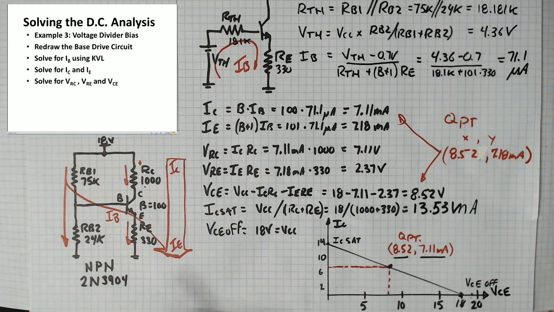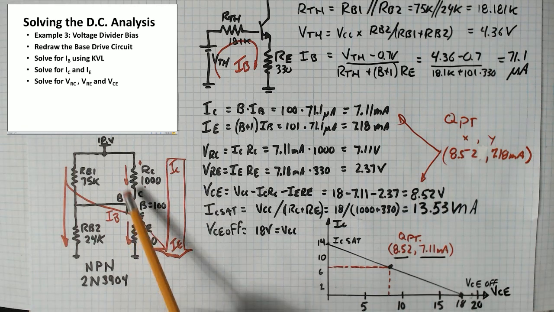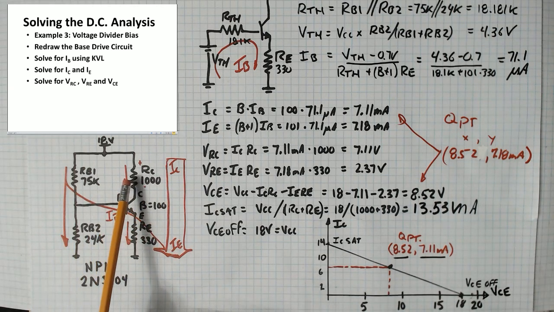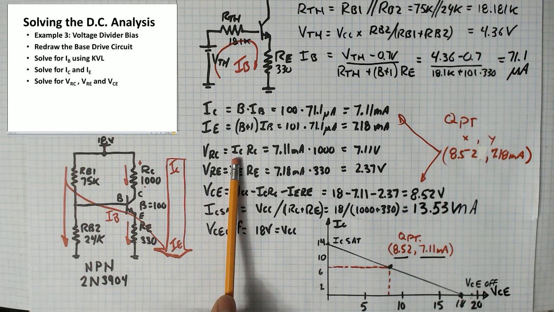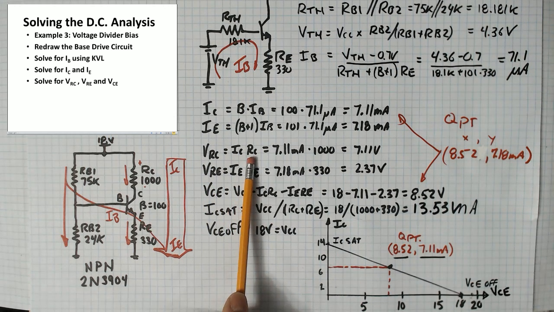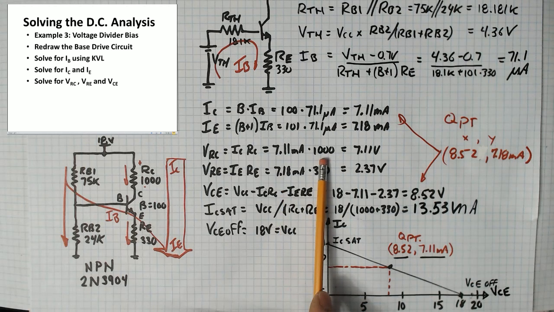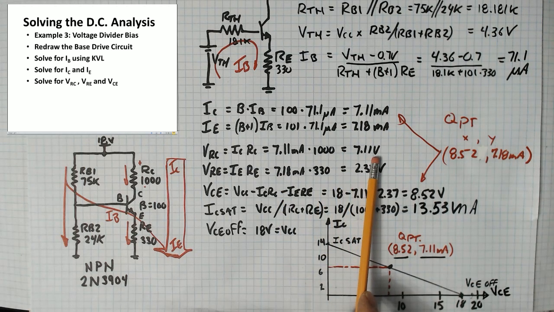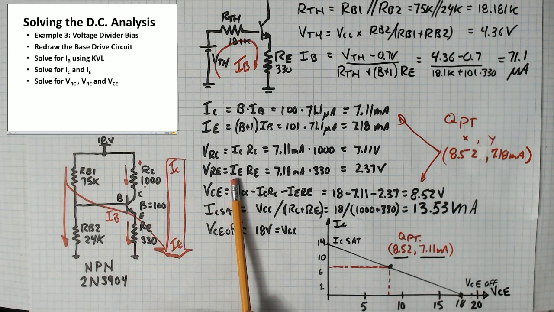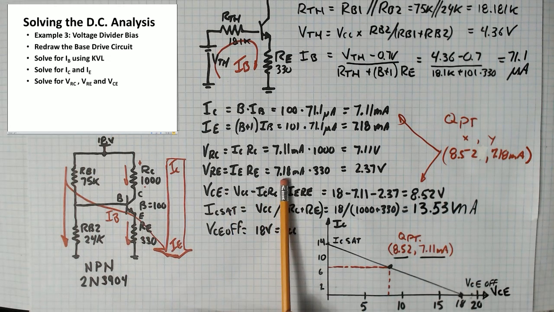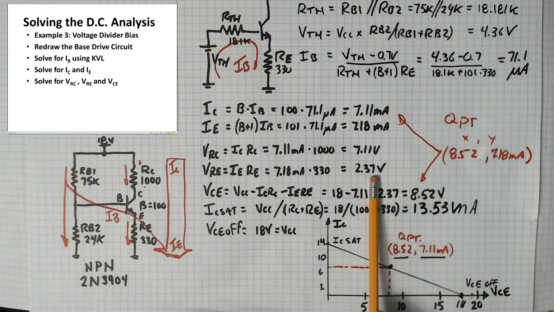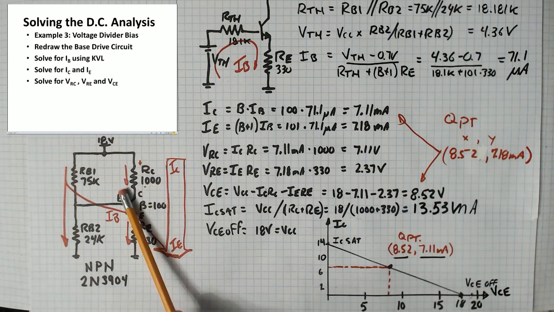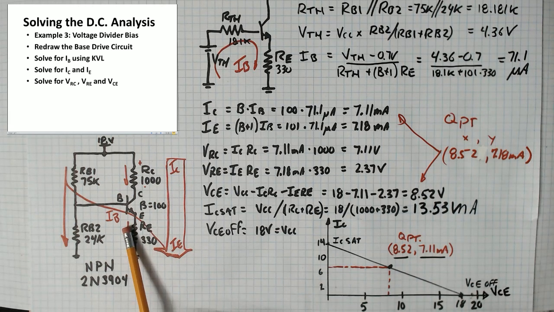Now that we have all of the currents in the circuit, we can solve for the voltages across the resistors and the voltage across the transistor. We know these currents flowing down here. This is IC and IE, and with those we can figure out the voltage across RC and RE. So the voltage across RC is simply the current through RC times the value of RC, 7.11 milliamps times 1,000 equals 7.11 volts. The voltage across this resistor is IE times RE, which is 7.18 milliamps times 330, which is 2.37 volts. So this has about 7.1 volts across it. This has about 2.4 volts across it.